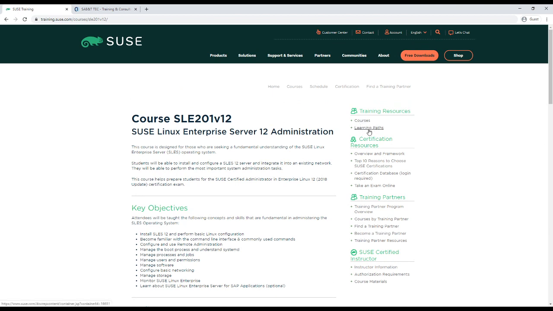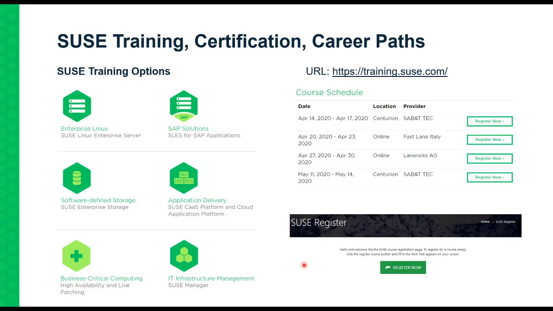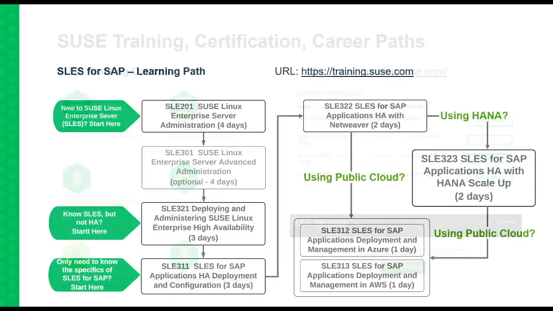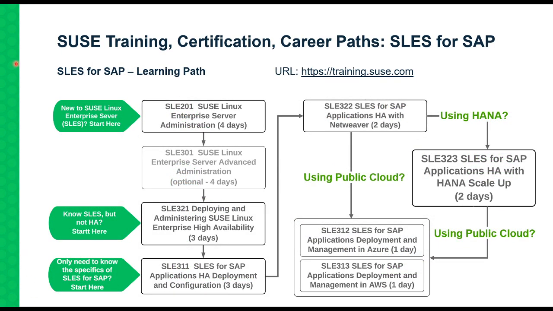And then there are the learning paths. Let's quickly have a look at the learning paths. So the first set of learning paths is the SLES for SAP path. Now there are quite a few courses which you can run to learn more about Linux. The first one you start with is the SLE 201, similar to the one that we have done now, just the full version. Then you can go over to the engineer portion of this course, which is called the SLE 301, and that's the SUSE Linux Enterprise Server Advanced Administration. This will take you 4 days to complete.